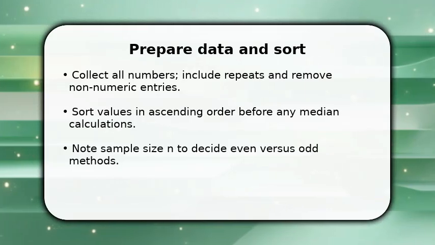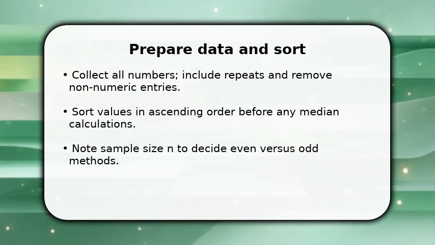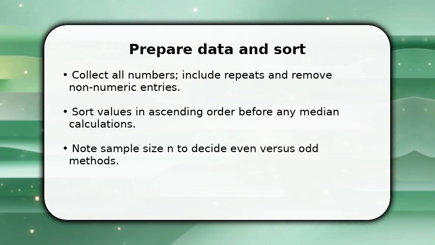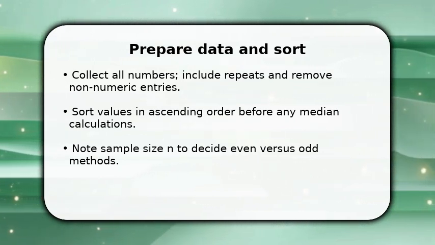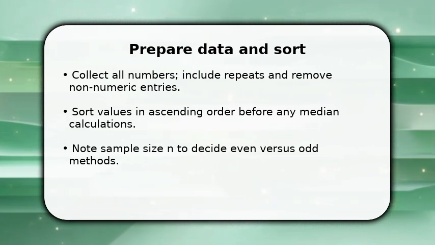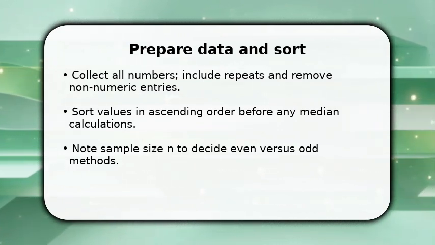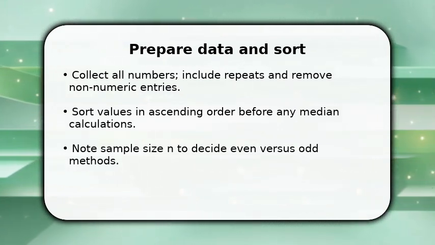You have your dataset. Start by confirming every entry is numeric and then sort the list from smallest to largest. Once sorted, count n to decide the splitting rule. If n is even, split into two equal halves. If n is odd, exclude the median from both halves. This initial split matters because it determines which numbers form the lower and upper halves for quartile calculation.